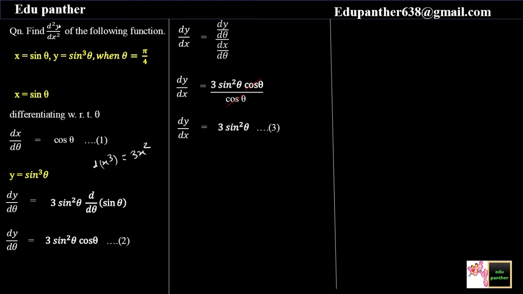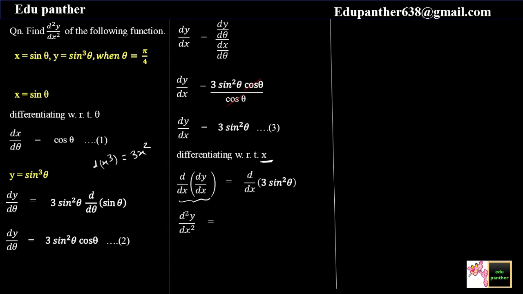Now to find d square y by dx square, we have to differentiate this equation number 3 again with respect to x. Remember here, we have to differentiate with respect to x now, not with respect to theta. Note down this step. This is differentiation with respect to x and not with respect to theta. So left hand side will be d by dx of dy by dx is equals to d by dx of 3 sine square theta. So derivative of dy by dx will give us d square y by dx square.